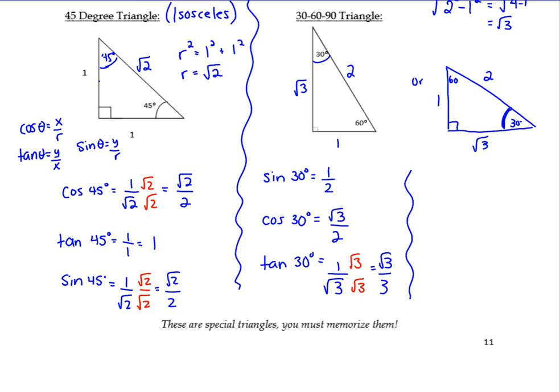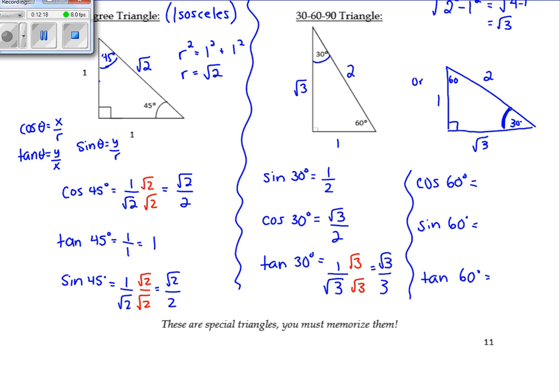So can you figure out what cos 60 degrees is, sine 60 degrees, and tan 60? When you're done, just check up front. You get the same thing.